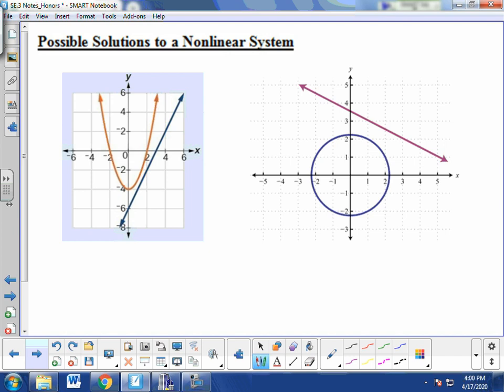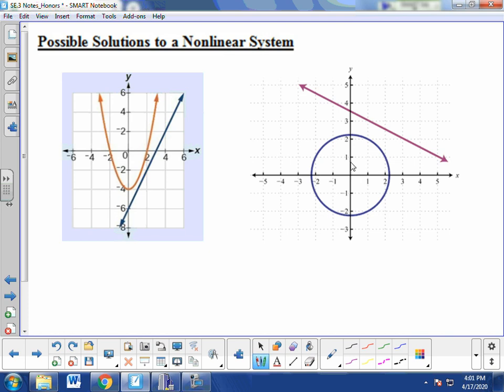In both of these graphs, we see a line and another shape. Two shapes we should be familiar with. The graph on the left is a parabola, and we've been working with parabolas very frequently this year. The graph to the right has a line and a circle. You probably worked with circles a lot in geometry. We haven't seen them a lot here in Algebra 2, but we're going to start seeing a little bit more of them with this unit.